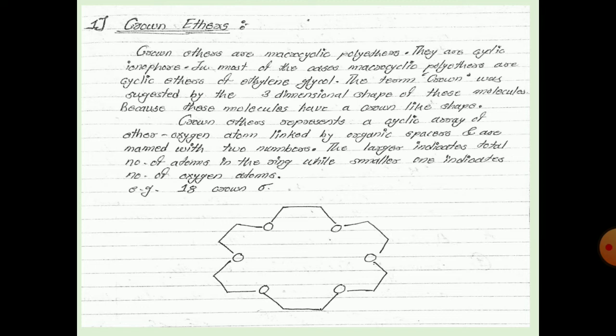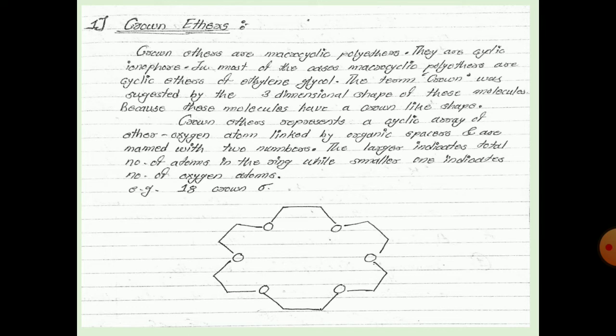So the crown ether is represented as a cyclic array of ether oxygen atoms linked by organic species, and they are named with two numbers. The larger indicates the total number of atoms in the ring, while the smaller one indicates the number of oxygen atoms. So the example is 18-crown-6. In most cases, the macrocyclic polyethers are cyclic ethers, so ethylene glycol is OCH2CH2O n-times.